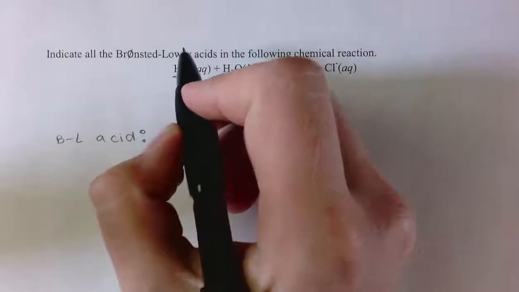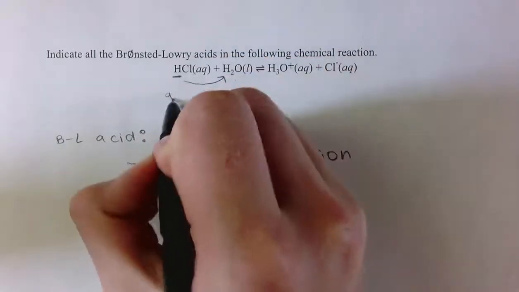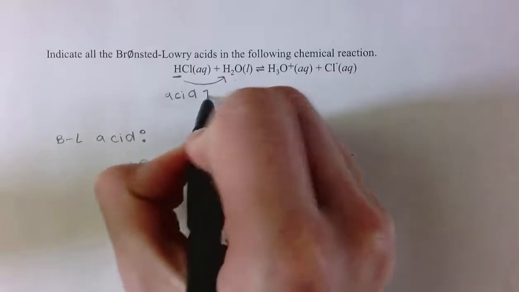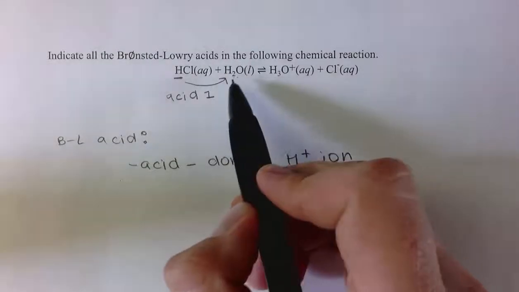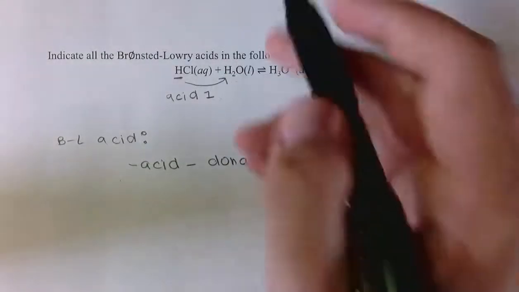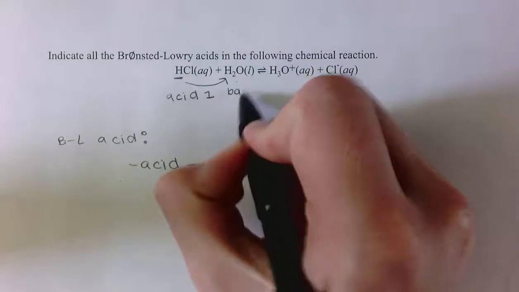So I'm going to call this acid 1. And I'm also going to go over a little bit about how to determine conjugate pairs. So this is our acid 1. We know that water is acting as a base in this scenario, so this is going to be our base 2.